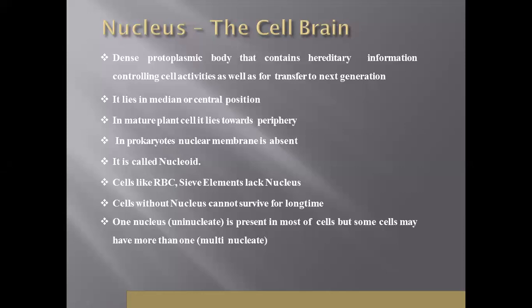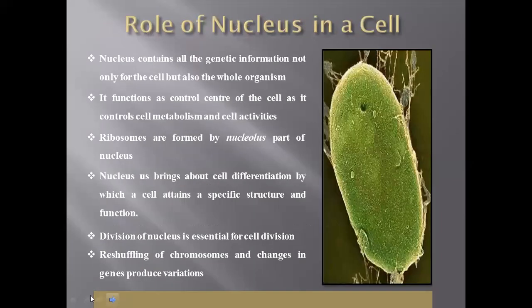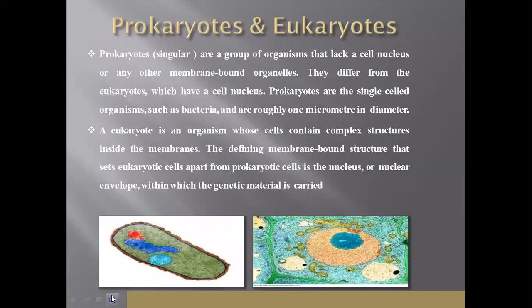Now we'll learn the new term regarding the different types of organism on the basis of nucleus. There are two types of organism on the basis of nucleus. One is prokaryotic, another one is eukaryotic. Right? I think in the next slides you will come to know the difference between prokaryotes and eukaryotes.